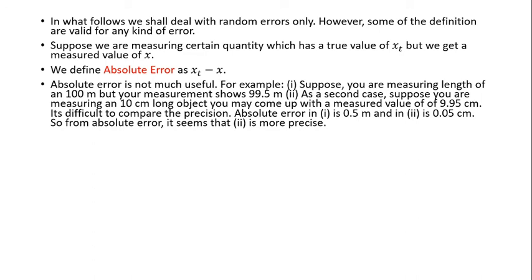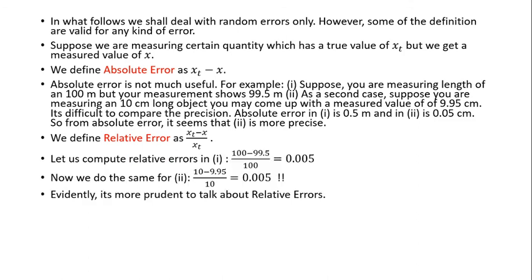However, remember, to get a correct picture, you have to express this error as a fraction of the true value. That we do in relative error. Relative error is just absolute error divided by the true value. Now, if you compute relative error in both the cases, you will get exactly same result as 0.005. So it seems that both the cases are equally precise. Evidently, it is more prudent to talk about relative errors.